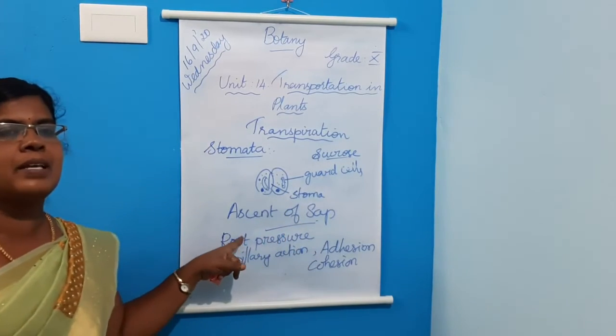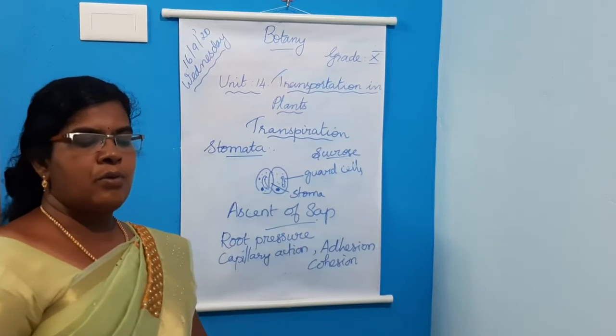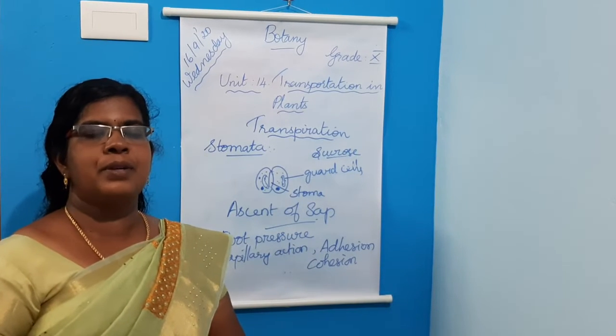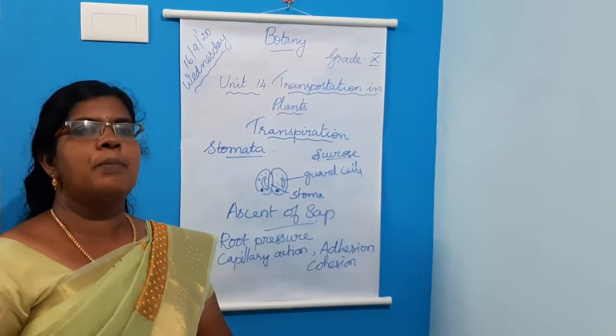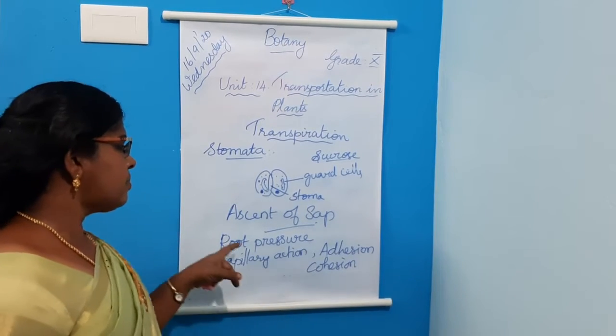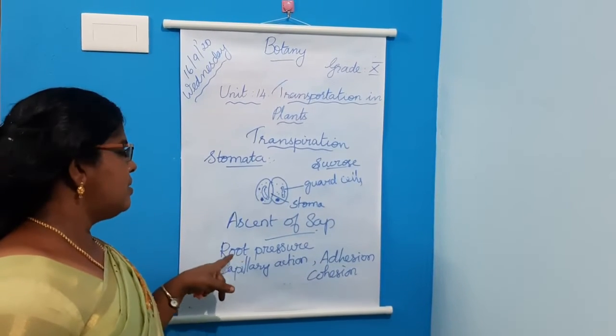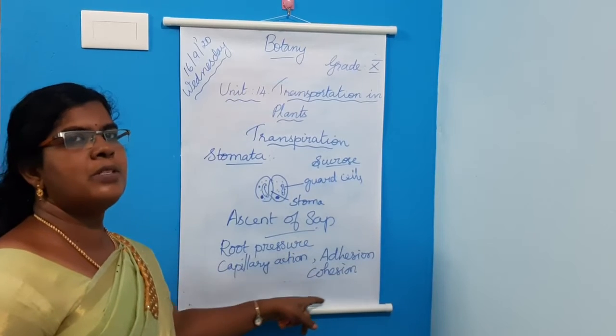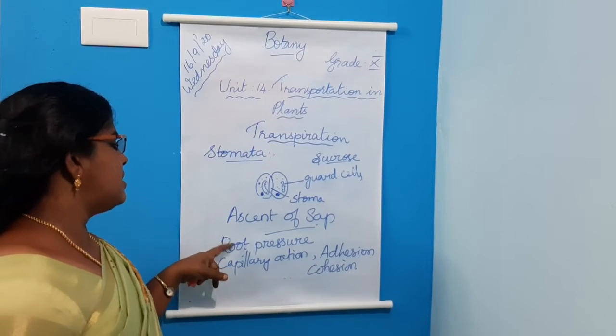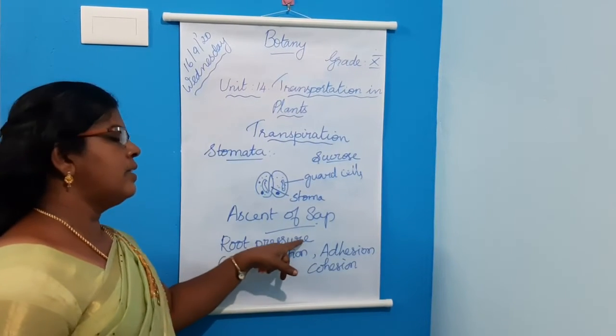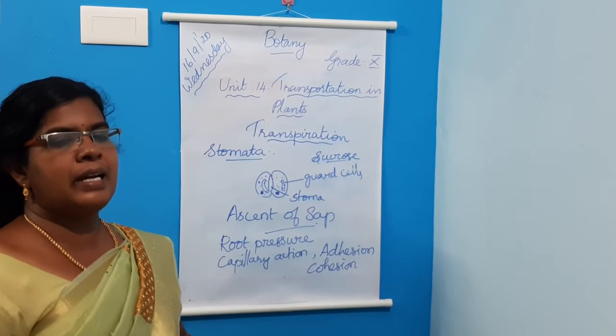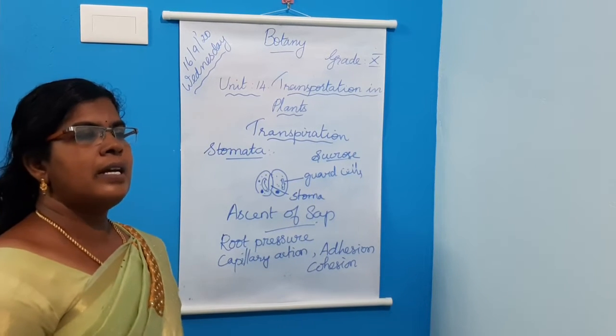What is ascent of sap? The upward movement of water and minerals from soil to all parts of the plant. That is ascent of sap. These are the several factors which are responsible for ascent of sap: root pressure, capillary action, adhesion and cohesion.